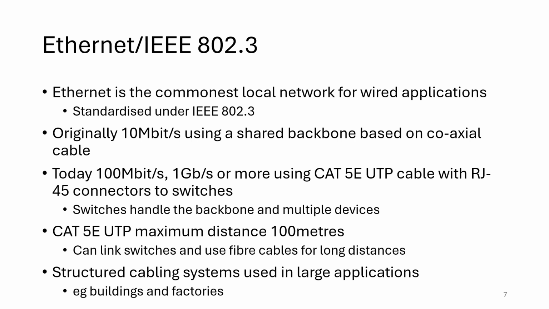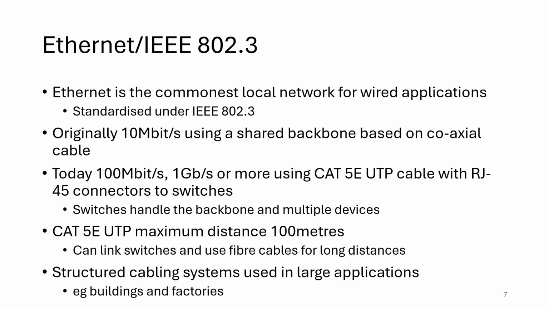Modern networks tend to be a lot faster, typically 100 megabits or more likely 1 gigabit. And what we now use is a Cat5 cable, which involves multiple unshielded twisted pairs, and then we have RJ45 connectors that plug into switches. The switches handle the backbone, and they can also handle multiple devices, including multiple devices talking to each other at the same time. So we get faster speed, and with the backbone and multiple device handling, we also get greater throughput because multiple devices can be communicating simultaneously.